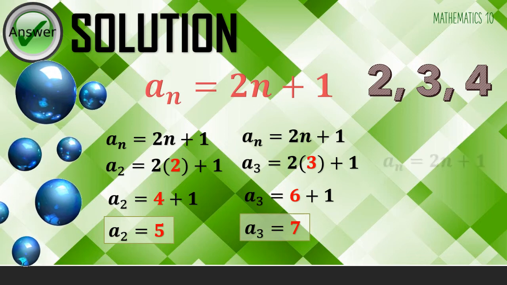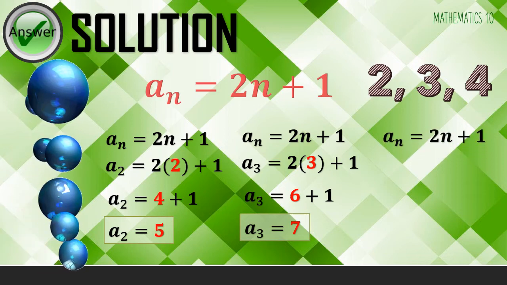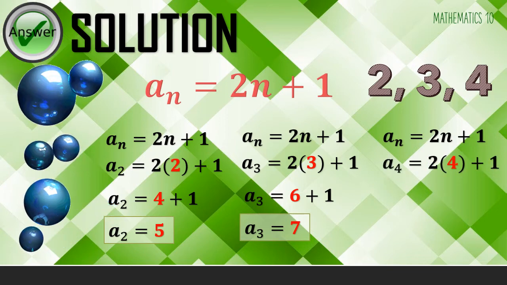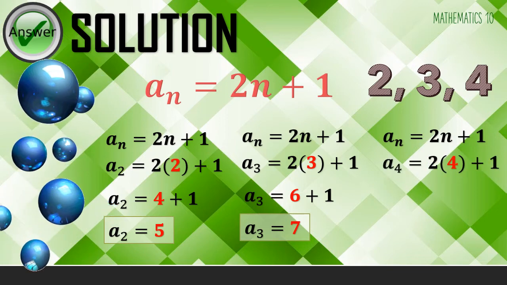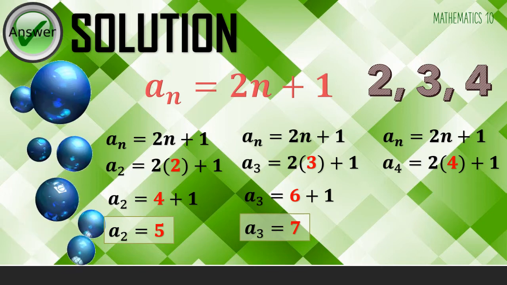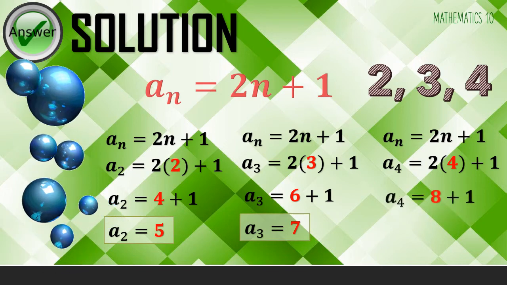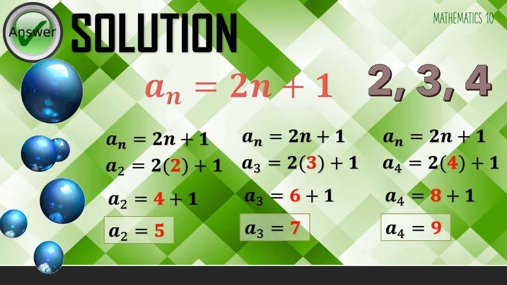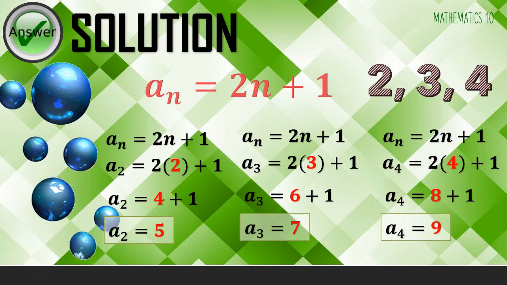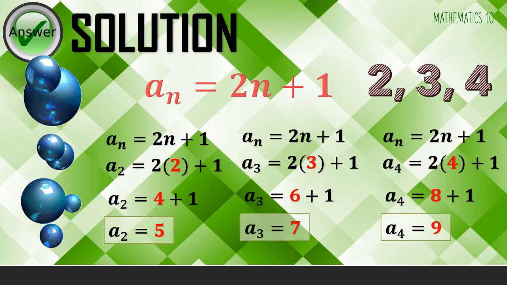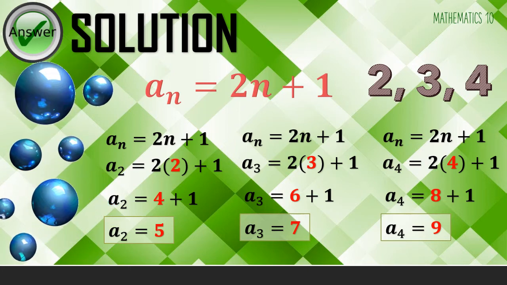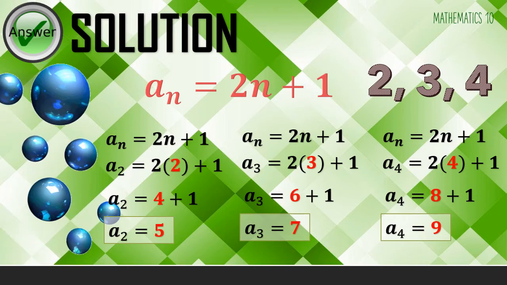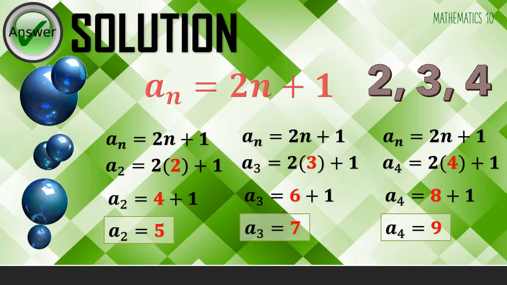And lastly, for 4, same, rewrite the given general term and then substitute the 4 for all the n's in the formula or in the equation, and then simplify. 2 times 4, 8 plus 1, we have a sub 4 equals 9. So we're done with our first problem. Therefore our answers would be 5, 7, and 9.